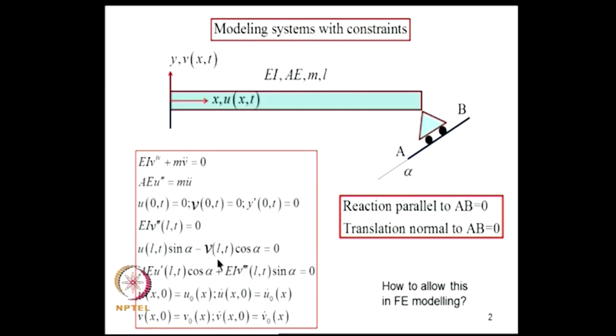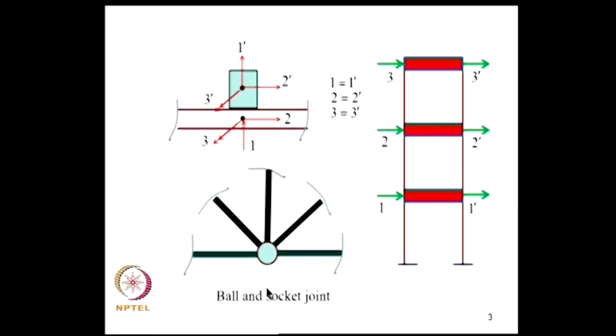So, we would see that the axial deformation and transverse deformation due to bending are coupled through the boundary conditions. So, how do we allow for this in the finite element formulation? This type of situation is also encountered in many other contexts. I am just outlining a few.